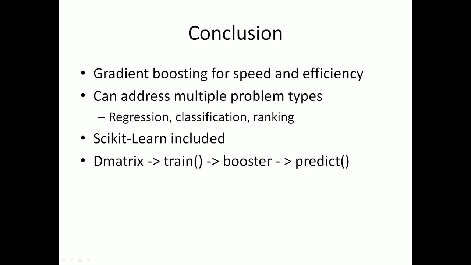So in conclusion, gradient boosting is for speed and efficiency. That's probably what it's for. So it's definitely a very powerful library, and it can address these multiple problem types of regression, classification, and ranking. It also includes scikit-learn with the increased speed, which is always good. And then finally, for creating your own XGBoost model, that's the basic structure: DMatrix, train, booster, and then predict.